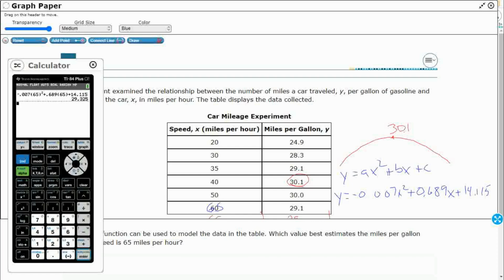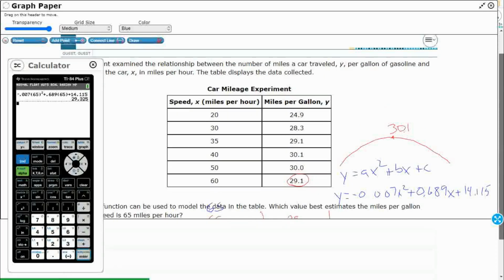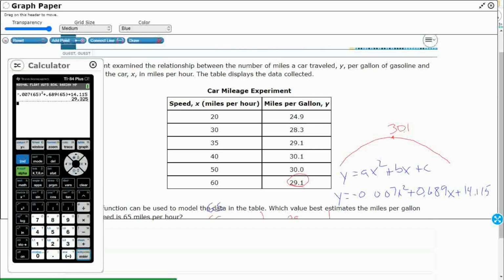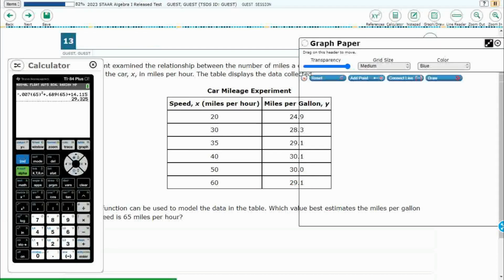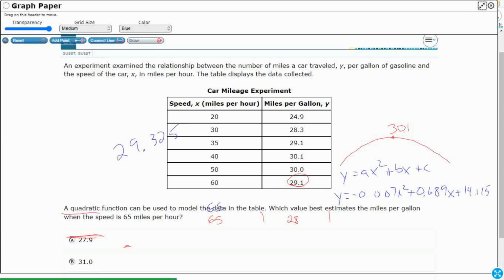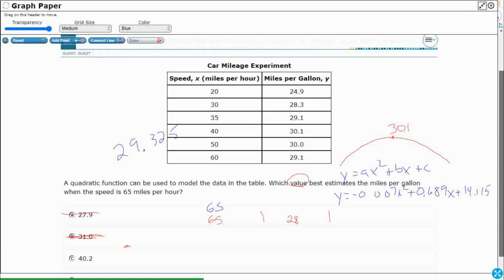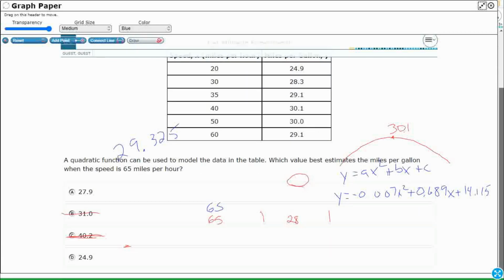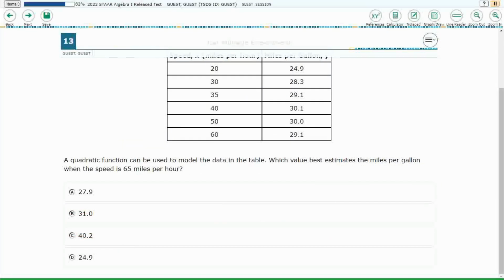We get about 29. We were guesstimating a little bit lower, about 28. So that's going to be 29.325 is what they say. 29.325 is that estimate. So what is going to be closest to that? We see that A is our closest, so that is our answer.